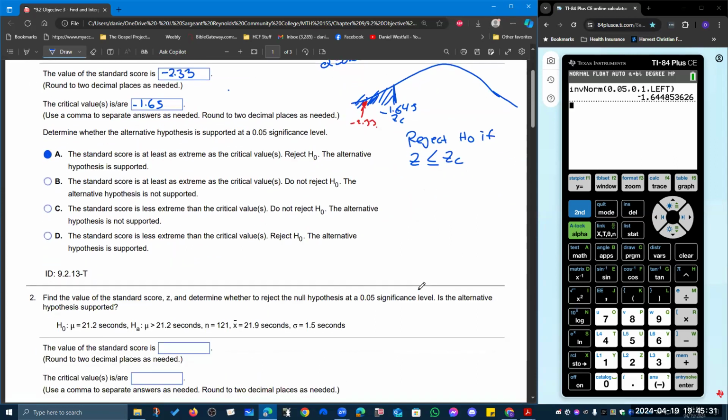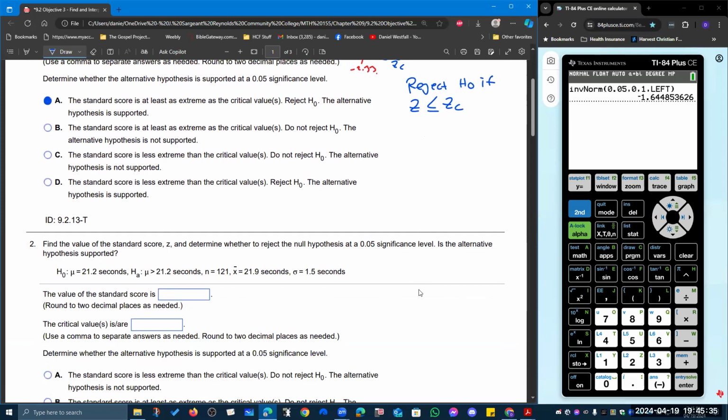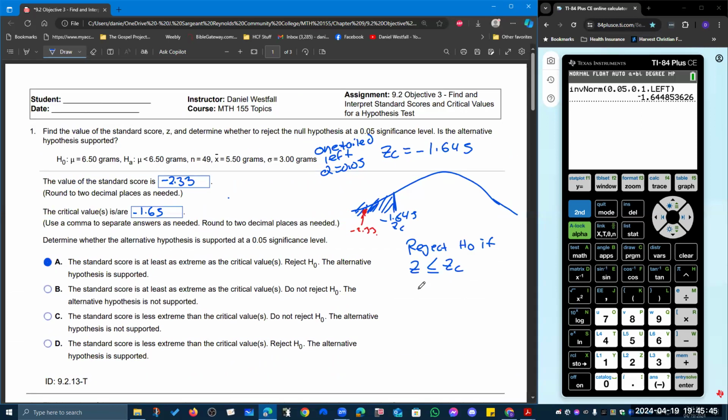All right, let's keep going here. Find the hypothesis, find the value of the standard score Z and determine whether to reject the null hypothesis at the 0.05 level of significance. Is the alternative hypothesis supported? I do want to go back and show you something here with this test that we did, because I didn't talk about the p-value that comes up here. I know we're not talking about making a decision with p-value right here, but we already talked about it in an earlier video. So because this p-value here is less than my alpha of 0.05, I know immediately that I'm going to reject my null hypothesis and that there's enough evidence to support my alternative hypothesis.